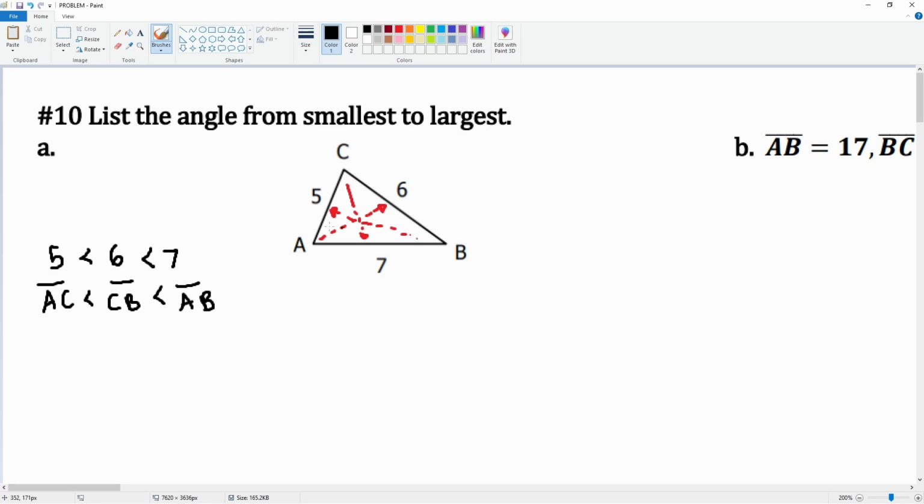All right, now we can get the angles. Line AC, opposite to that is angle B. Line CB, opposite to that is angle A. Then line AB, opposite to that is angle C. All right, there you go. That is the angles from smallest to largest.